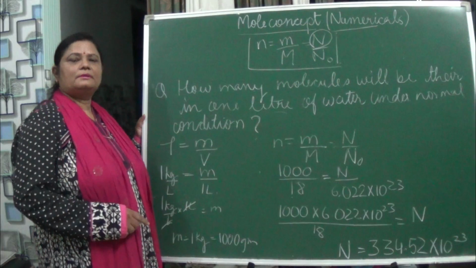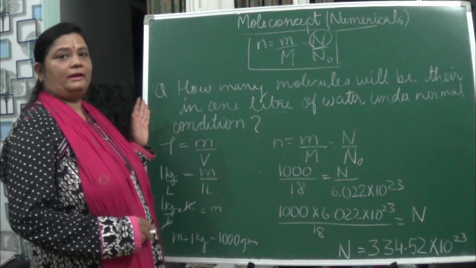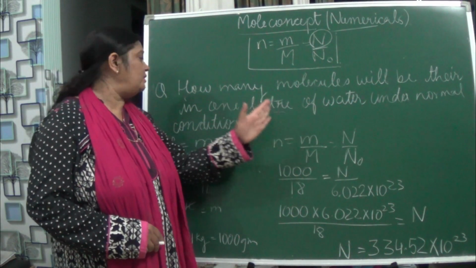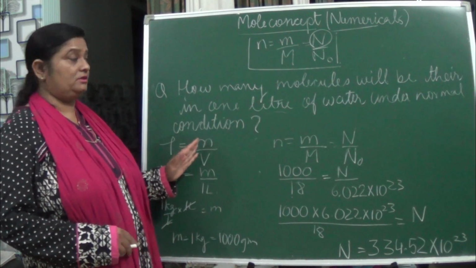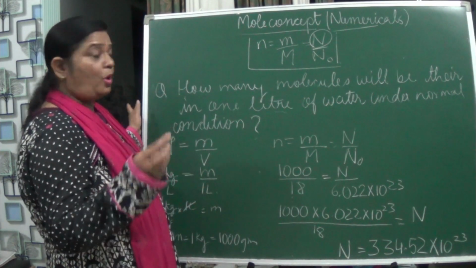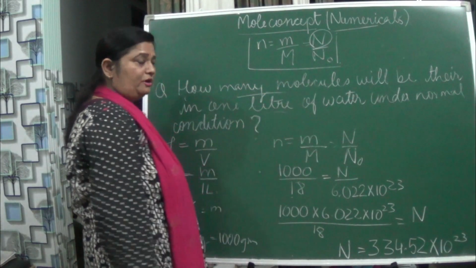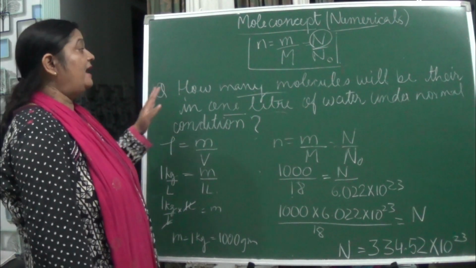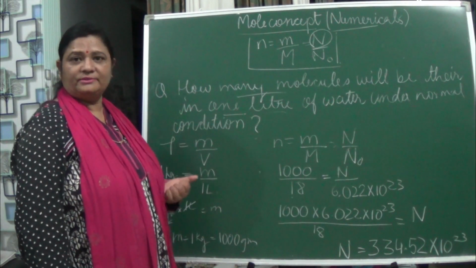Okay. So now let us increase the difficulty level of the numerical. See, the next numerical I have taken: how many molecules will be there in 1 liter of water under normal condition? When you look at this numerical, it seems to be difficult, because you only have to calculate the number of molecules in 1 liter, isn't it? And that too, here volume is given. It is not given in grams.